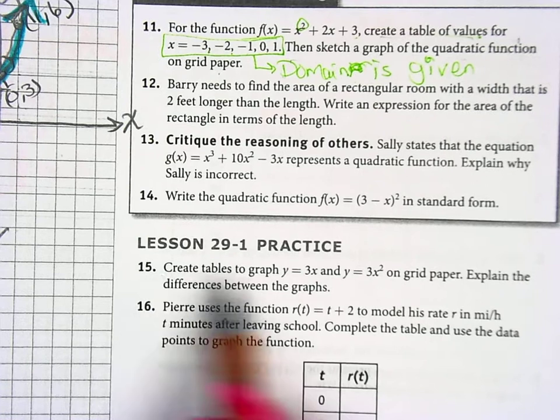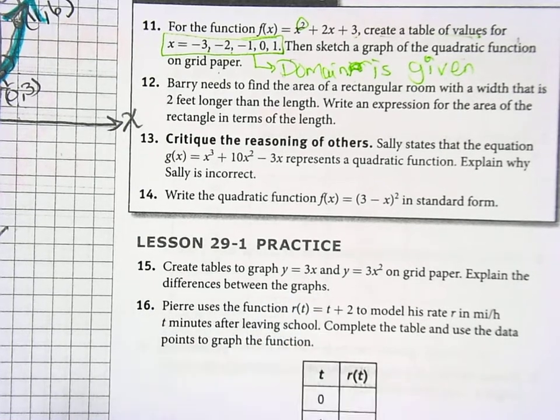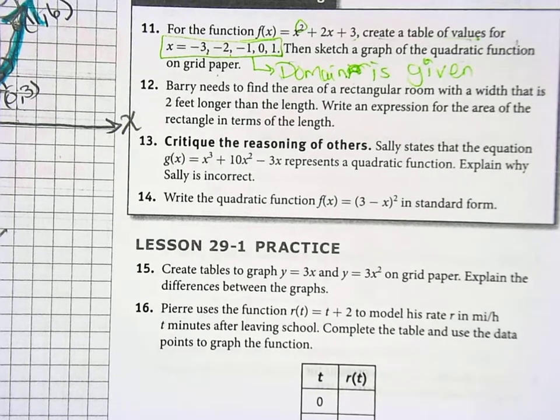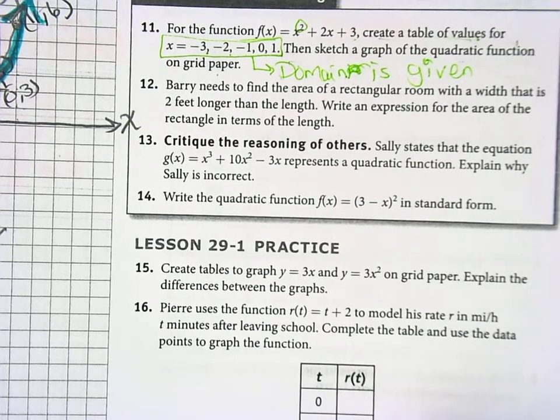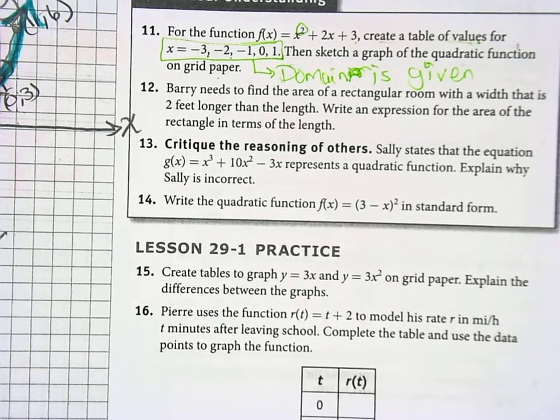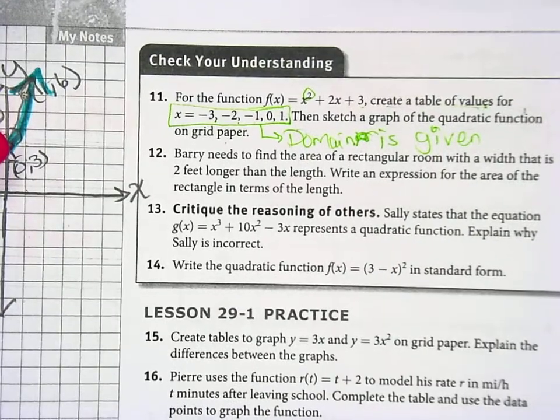Number 15 is to create a table, graph this linear function and this quadratic function, and it says explain the difference between the graphs. What do you notice? Matter of fact, what do you notice about the tables as well? So make sure you pay close attention to what you're reading and what you're doing.